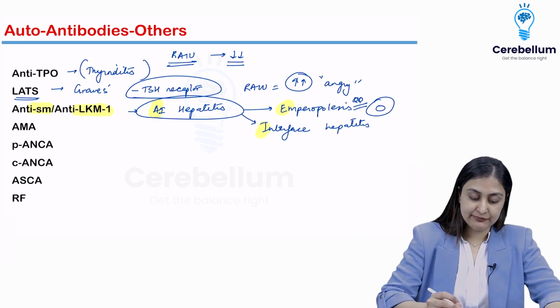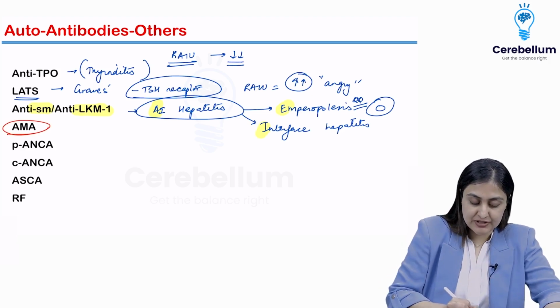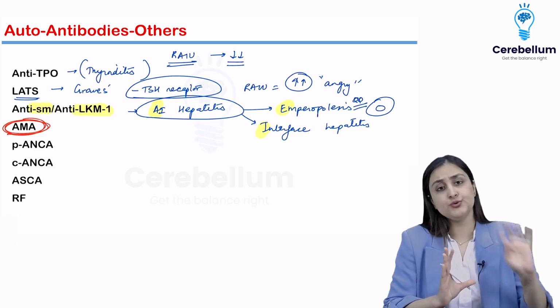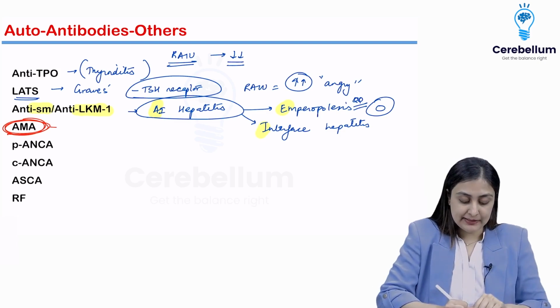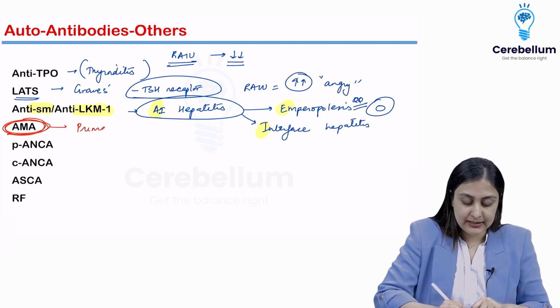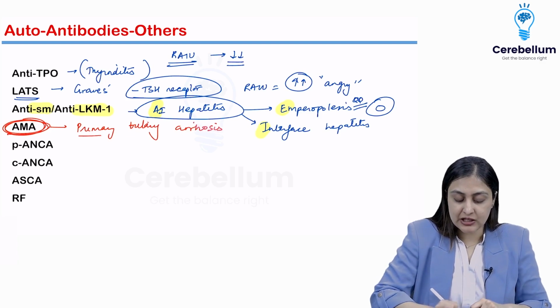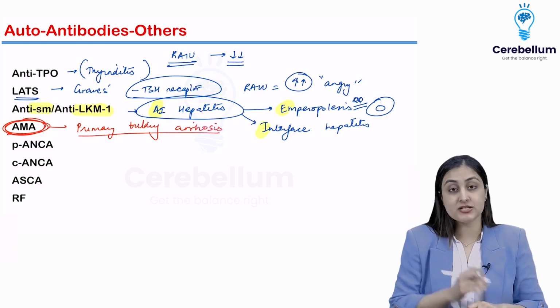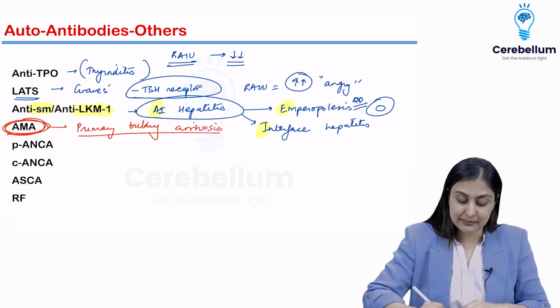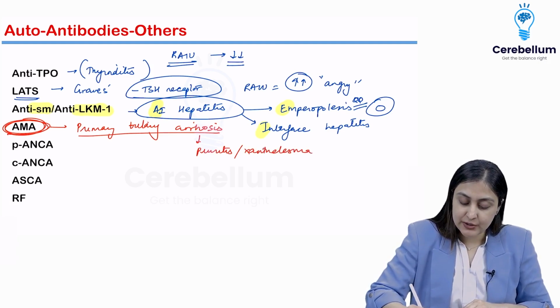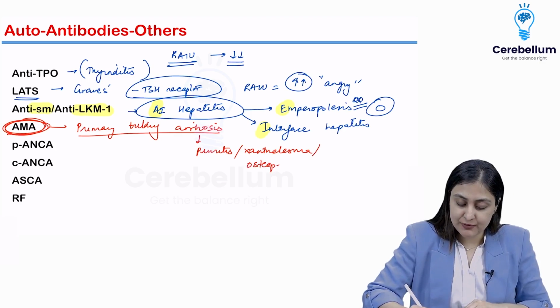Anti-mitochondrial antibody. If you have to remember one out of this entire list, you tell me, ma'am, I have very limited memory, only one will fit. You choose anti-mitochondrial antibody. This is primary biliary cirrhosis. Alright, so PBC, primary biliary cirrhosis, you would be given a young female with pruritus, with xanthelasmas can be given. You have osteopenia which could be present.